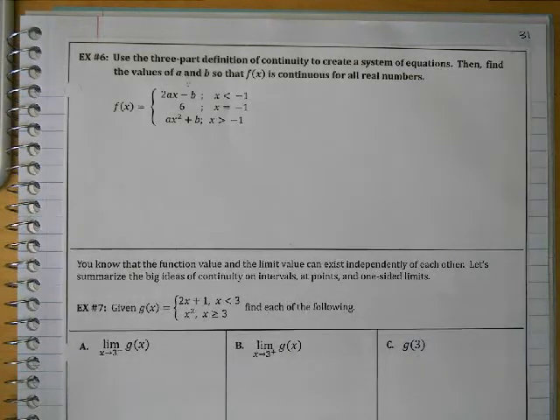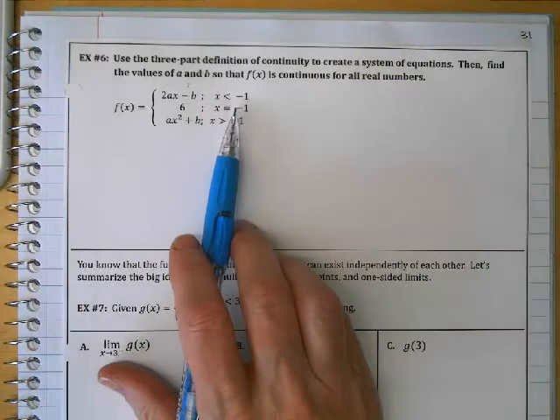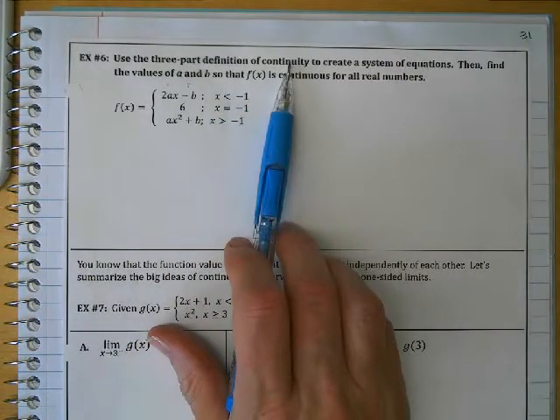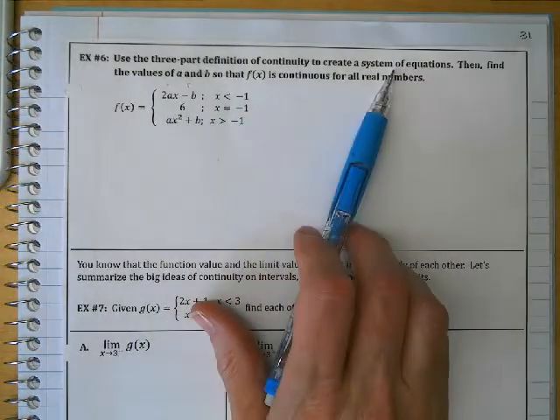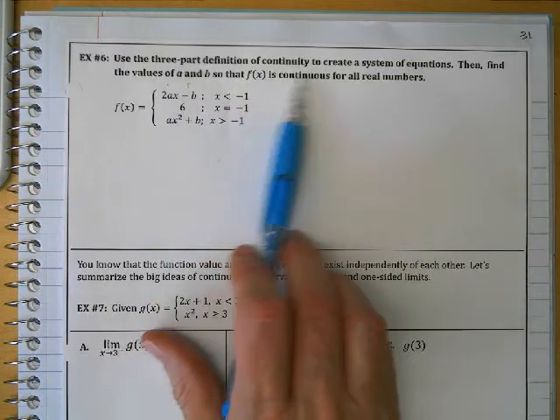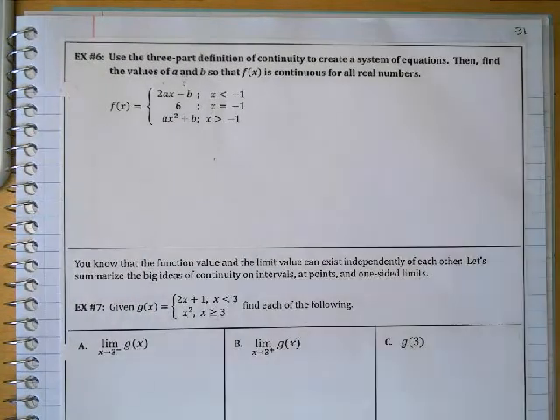Alrighty, and here are the last notes from this section on page 31. Again, we've got a piecewise function here, and they want us to use the three-part definition of continuity to create a system of equations and then find the values of a and b so that it's continuous. This is continuous for all real numbers.